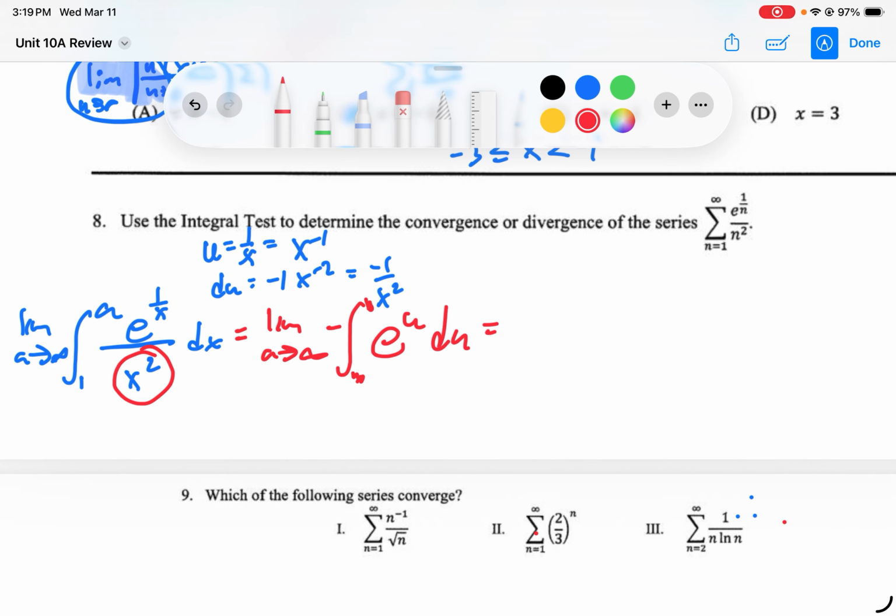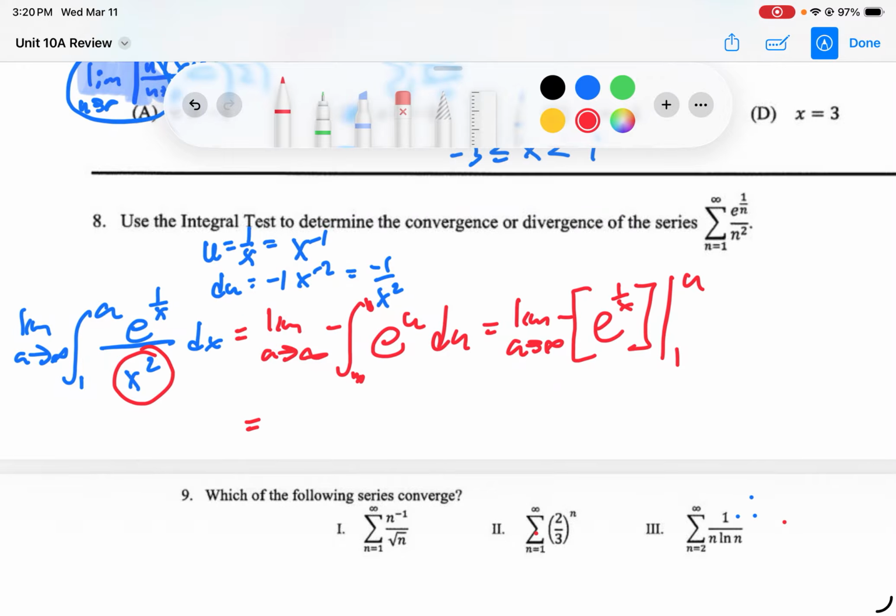Okay, find the antiderivative of e to the u. That's e to the u. So this is the limit as a approaches infinity. E to the u, but u is 1 over x. Evaluated, and this will be negative, right? Negative of this. What was it doing? 1 to a.